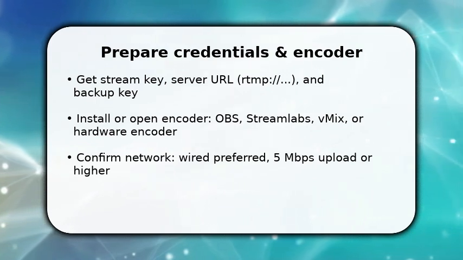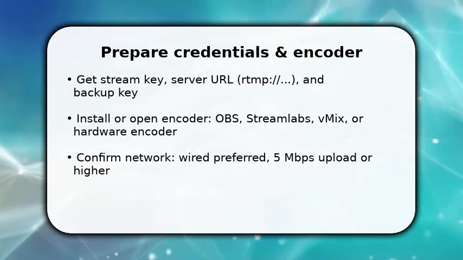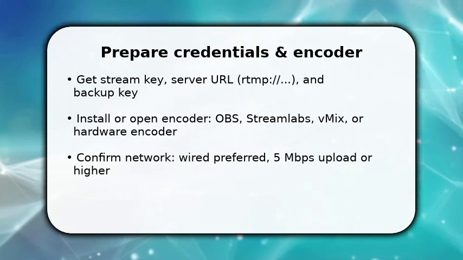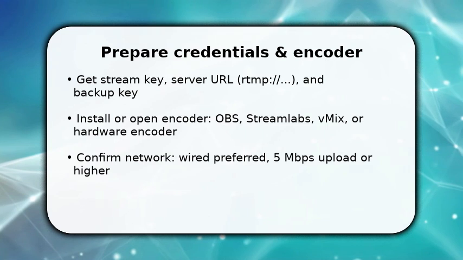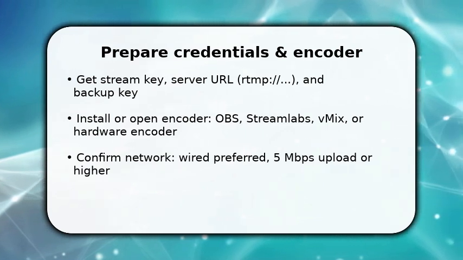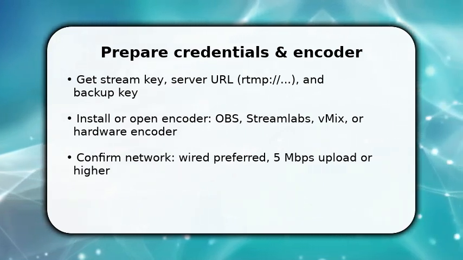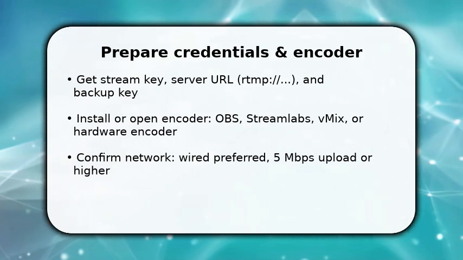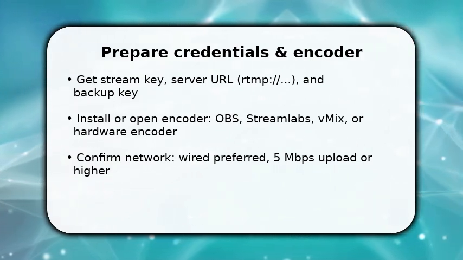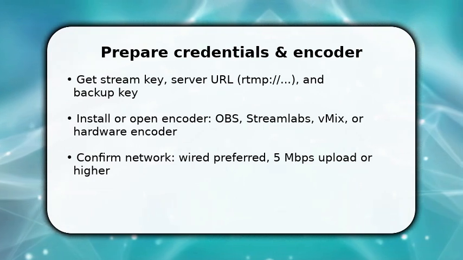Once done, set encoder output. Choose H.264 video, AAC audio, and target bitrate matching your upload speed. Make sure to select the correct resolution and frame rate for the platform. Don't forget to save the profile. This prevents retyping keys each time.